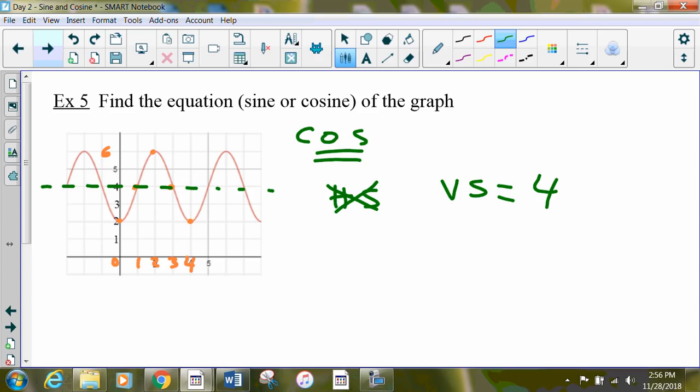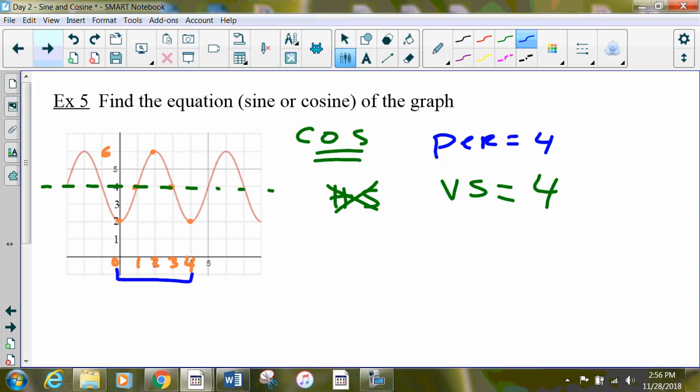Let's see what else that we notice. We're going to be able to see the period, right? If I start at 0 and I end at 4, that distance is 4. So I know my period is 4. So once again, we're looking at our graph. We're just writing down anything we see so that we can write the equation of the line from it.